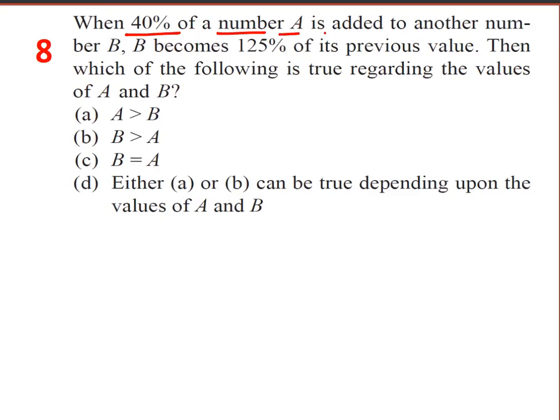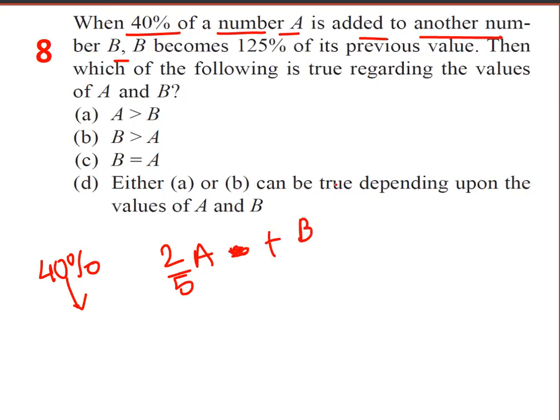40% of a number a is added to another number b. Okay, so 40% of a number a. So what is 40%? 2 by 5. 2 by 5 of a is added. Okay, sorry, not equals to, added to a number b. So b becomes 125% of its previous value. Okay, so b becomes 125% of its previous value.